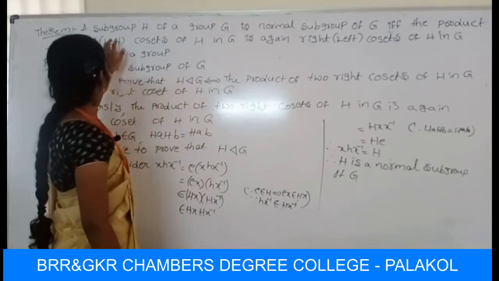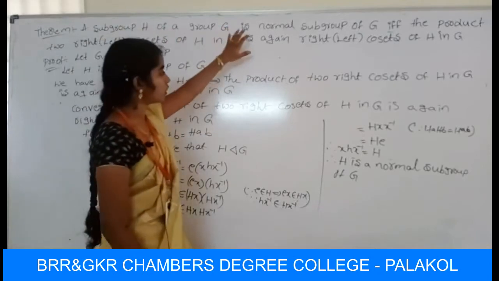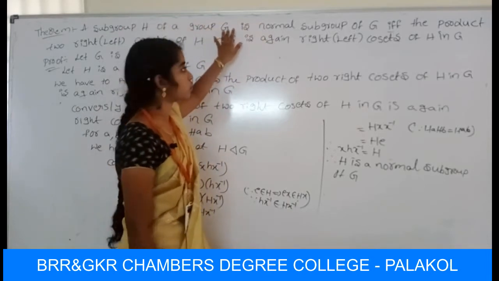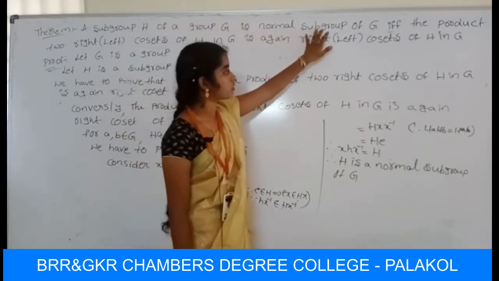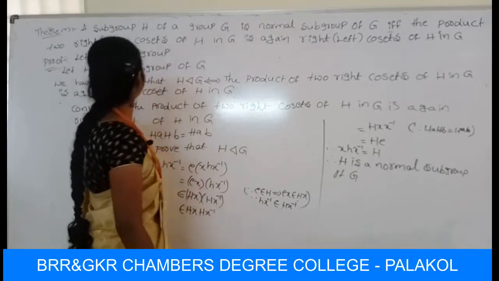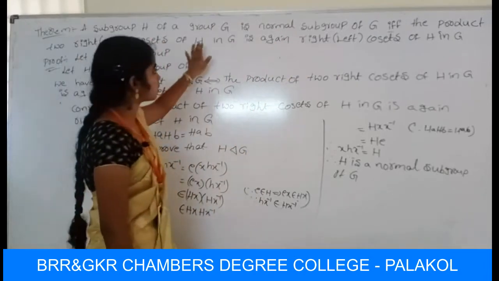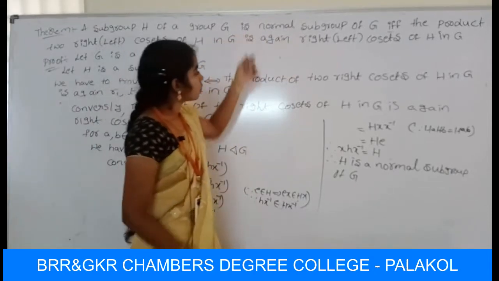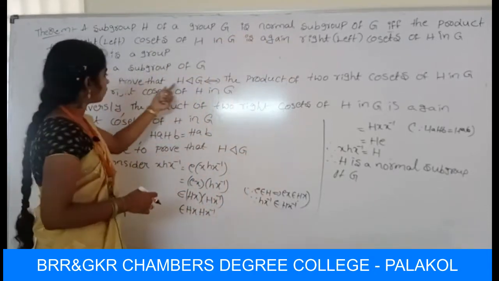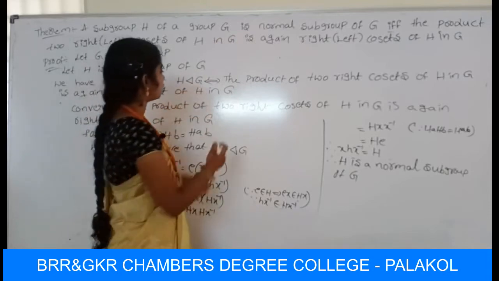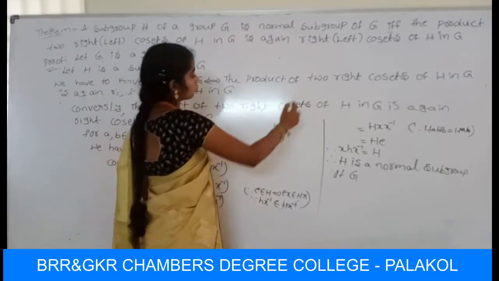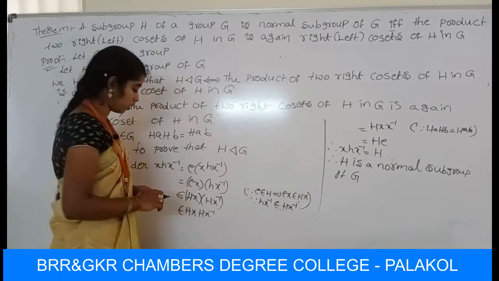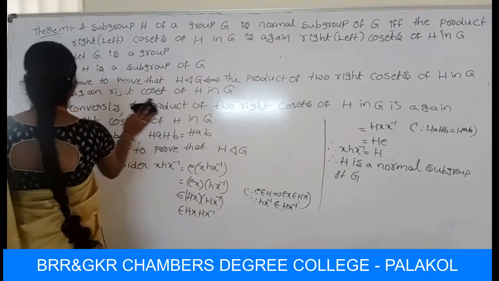So first of all, for a subgroup H of a group Z, already given that H is a subgroup of Z, we have to prove that H is a normal subgroup of Z if and only if the product of two right cosets of H in Z is again a right coset of H in Z. So two parts completed. So next theorem.